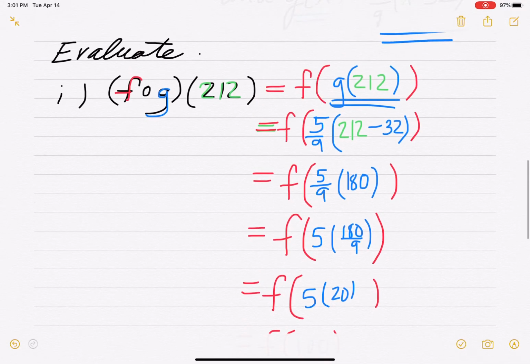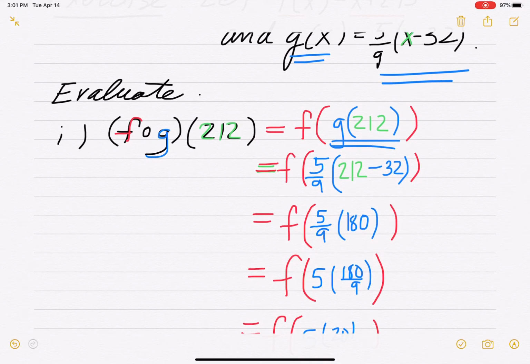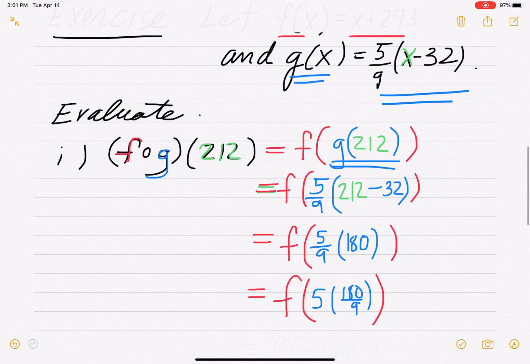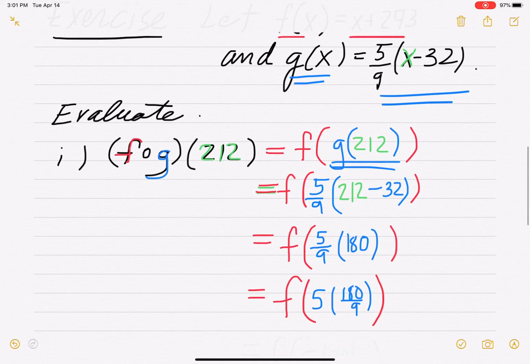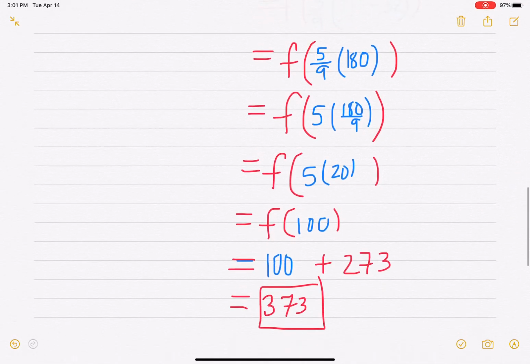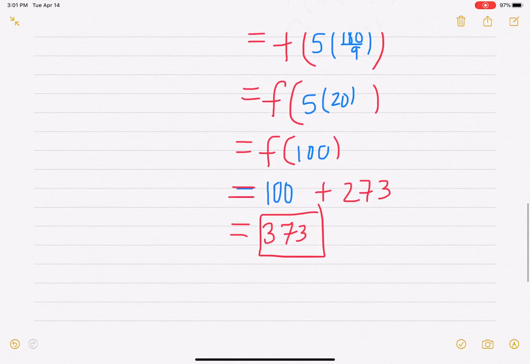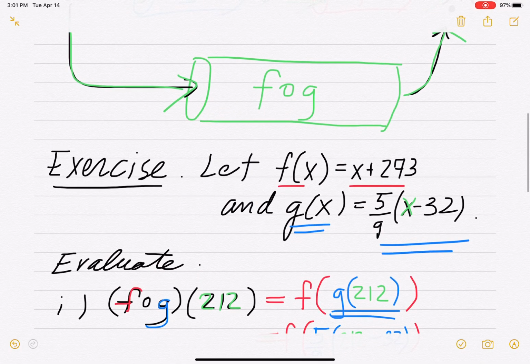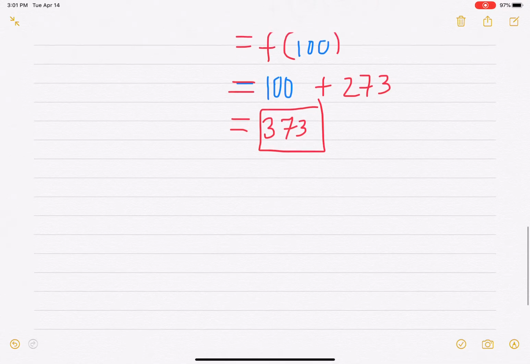Okay, so let's follow this through. We had 200. 200 got plugged into the G function. We plugged 212. 212, not 200. 212 got plugged into the G function. When we plugged 212 in, it simplified down to 100, and then we plug 100 into the F function. Where was the F function? It was up here. We got 100 plus 273, gave us 373.